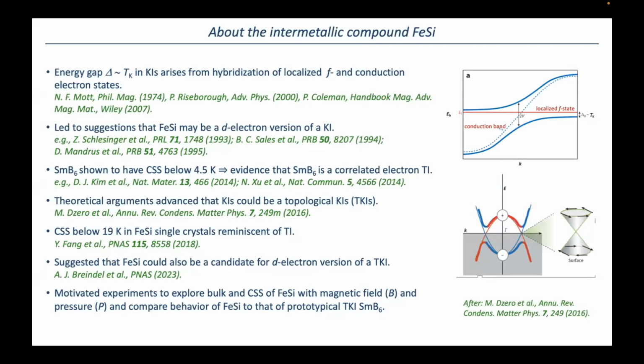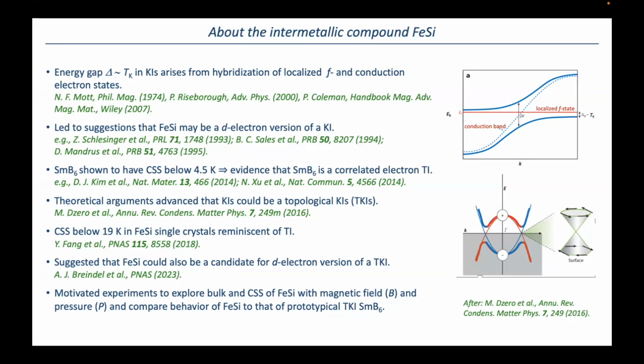Now, with this similarity to samarium boron 6, which we are interested in, it turns out that samarium boron 6 has been shown to have a conducting surface state below about 4.5 Kelvin. And that's evidence that samarium boron 6 is a correlated electron topological insulator. And there have been a number of experiments that have proposed this or provided evidence for it.